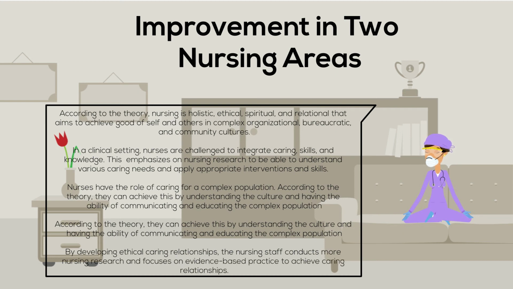Nurses have the role of caring for a complex population. According to the theory, they can achieve this by understanding culture and having the ability of communicating and educating the complex population. By developing ethical caring relationships, the nursing staff conducts more nursing research and focuses on evidence-based practice to achieve caring relationships.